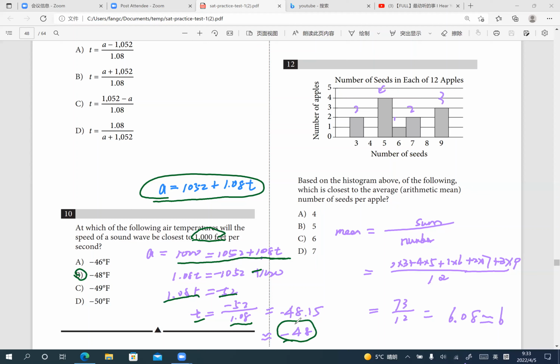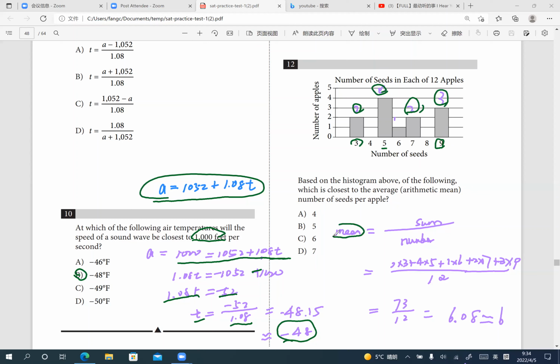Question 12. Based on the histogram above, of the following, which is the closest to the average arithmetic mean number of seeds per apple? From the histogram above, we can tell the first column is 2 apples. So there are 2 apples, and each apple has 3 seeds. In the second column, there are 4 apples, and each apple has 5 seeds. And the third one is 1 apple has 6 seeds, and 2 apples have 7 seeds respectively. And the last column, there are 3 apples, and each apple has 9 seeds.